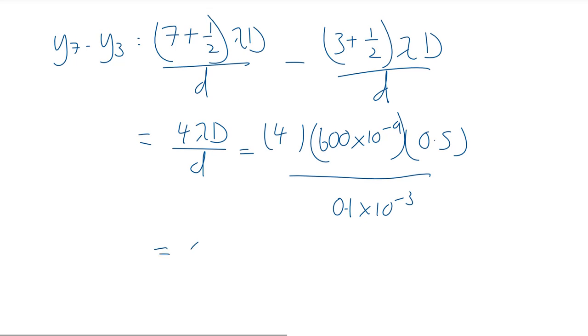Working this out, we get that the distance between the third and seventh minima is 0.012 meters or 1.2 centimeters. Therefore, our correct answer was option C.